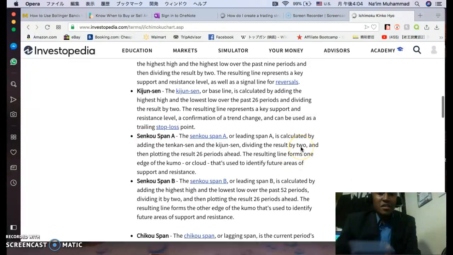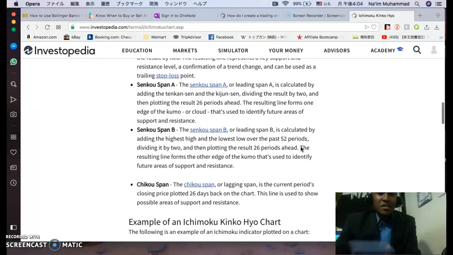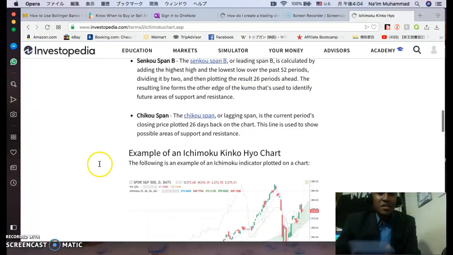The next ones are Senkou Span A as well as Senkou Span B. So we have those two here. And the last one is the Chikou span. The Chikou span is known as the lagging span, and it is the current period's closing price plotted 26 days back on the chart. This line is used to show possible areas of support and resistance.